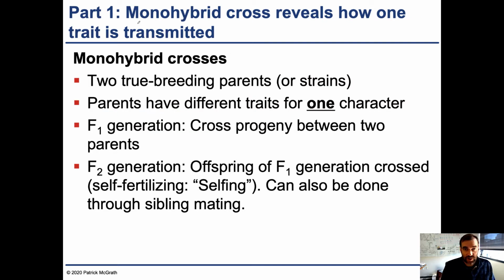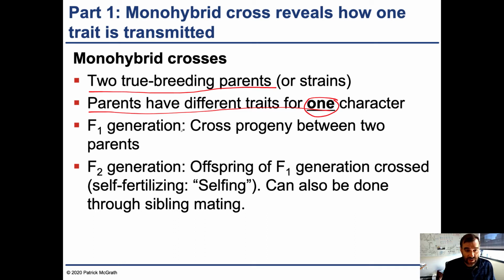So a monohybrid cross reveals how one trait is transmitted. So this is kind of the basics of how you study how inheritance occurs. And you start with two true breeding parents, or potentially strains. And so again, that means that these true breeding parents are homozygous. But the parents have to be different at one and only one character. So if you look at all of the different phenotypes, they only have one character that they're different between.